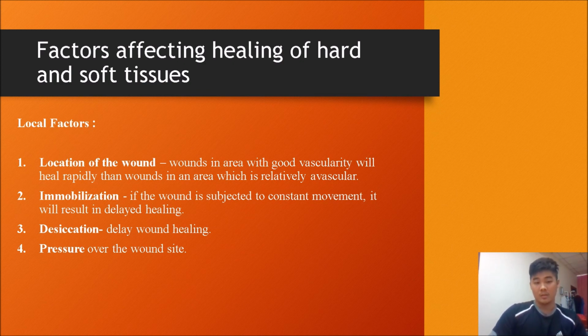Okay, next, number 4 will be the pressure over the wound site. So the pressure over the wound site, if it is excessive or sustained, is going to result in delayed wound healing too, because the formation of new connective tissue is disrupted, and the blood flow to the surrounding area over the wound is also disrupted. That's why if the pressure is excessive over the wound site, the healing of the wound is going to be delayed.